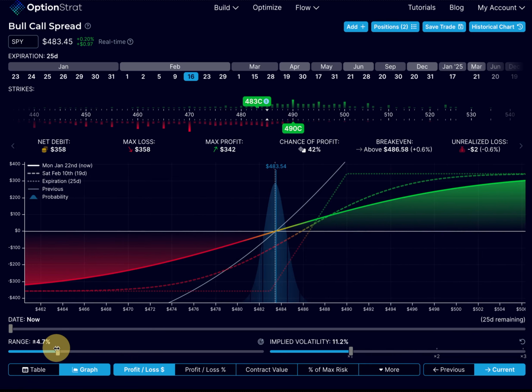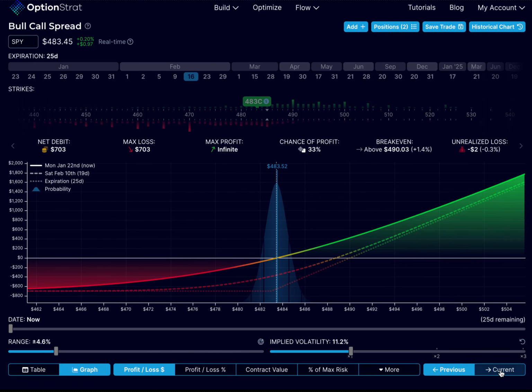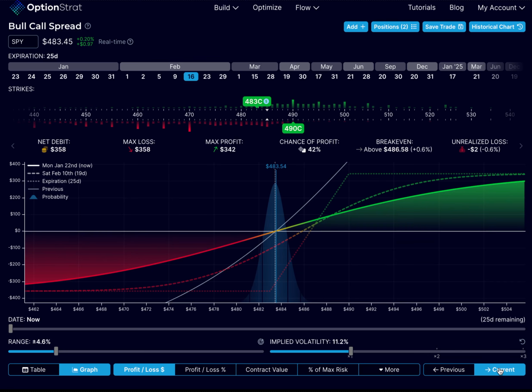As I zoom out in range, we can see the white line here is my old trade, and this is the new trade. I go back and forth between the previous and the current, and I can see that without that short call that I'm selling against this being in the mix, I have $703 in risk. But when I add that short call into the mix, this trade is only going to be $358 in risk. So my break even gets a little bit closer as well.